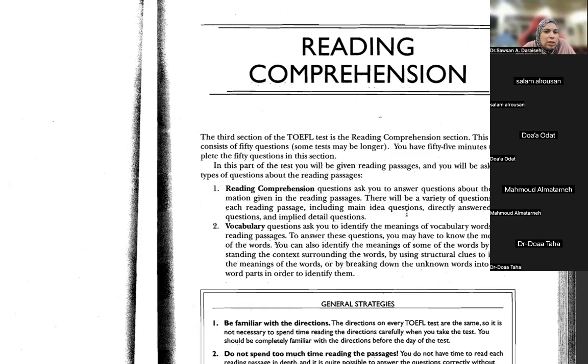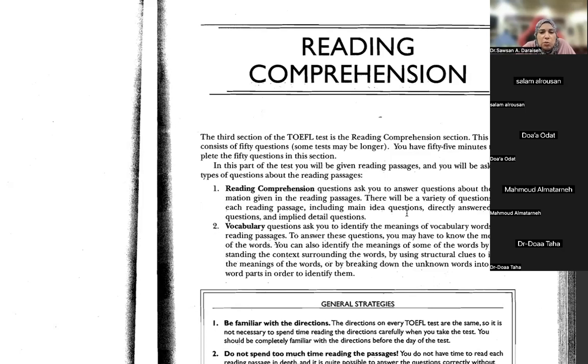You can ask them about details that are clear. You can ask them about things that are implied. You can ask them about meanings, right? You guys all teach and you ask about these things, don't you? Vocabulary, what does this word mean? What does that word mean, right? So vocabulary questions ask you to identify the meaning of vocabulary words in the reading passages.